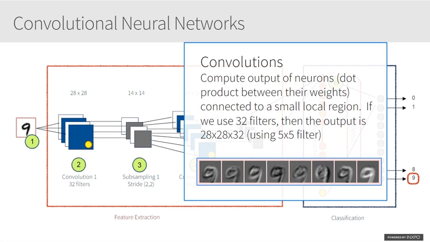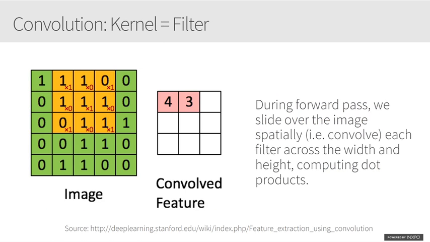All right, so in this case, if we go ahead and use 32 filters, then the output is 28 by 28 by 32 using a 5 by 5 filter. We're going to go through those concepts now to explain how we get from 32 filters, why it is 28 by 28 by 32, and what the concept of this 5 by 5 filter is. All right, so again, we're focusing on the convolutions.